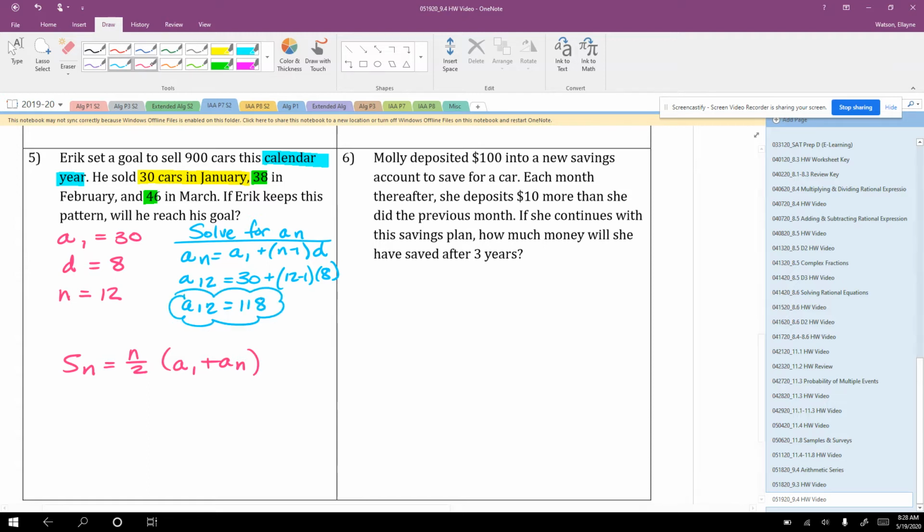Okay, and now we have all the pieces we need to plug into our formula for the sum. So the sum of the calendar year, or the sum of the 12 months, is equal to 12 divided by 2 times the quantity, the first term, which is 30, plus the last term, which we just calculated to be 118. And then we get the sum of 12 months is 888. So again, the question is, will he reach his goal of 900? Therefore, no, he will not.